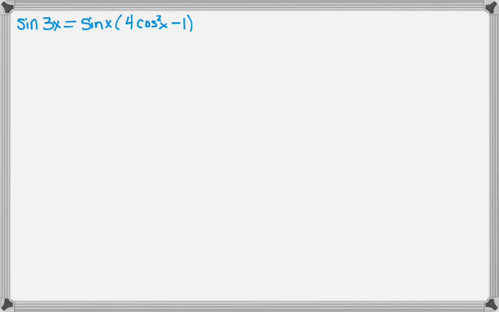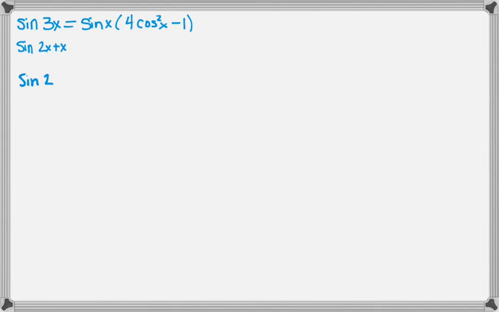Now here we're going to do a verifying identity problem. You have sine of 3x equals sine x times 4 cosine squared x minus 1. To start with, we need to get rid of the sine of 3x. And so, just like we've done in the past, you're going to take the 3x, you're going to break that apart into an addition problem. So it's going to be sine of 2x plus x.